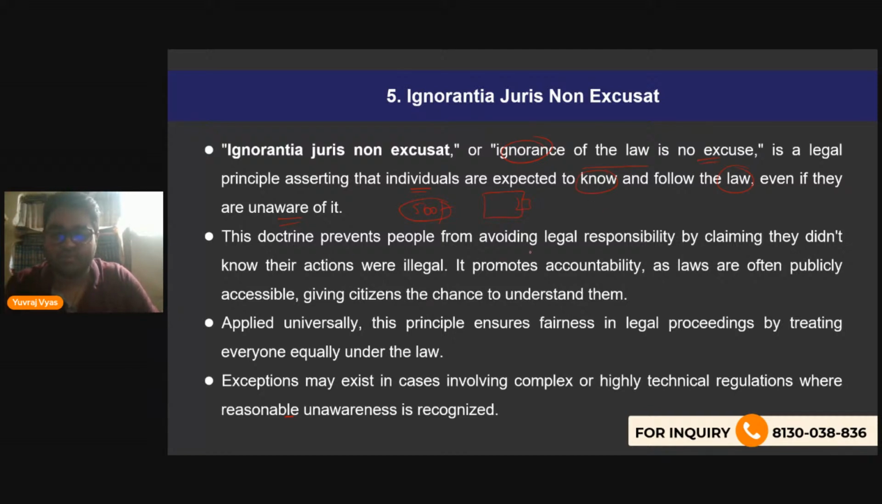This doctrine prevents people from avoiding legal responsibility by claiming that they didn't know the actions were illegal. The example that I told you. It promotes accountability as laws are often publicly accessible, giving citizens the chance to understand them. Applied universally, this principle ensures fairness in legal proceedings by treating everyone equal under the law. Exceptions may exist in cases involving complex or highly technical regulation where reasonable unawareness is recognized. So, reasonable exceptions can be there, which are highly complex and technical regulations, not normal. So, reasonable exceptions are also present under this concept.